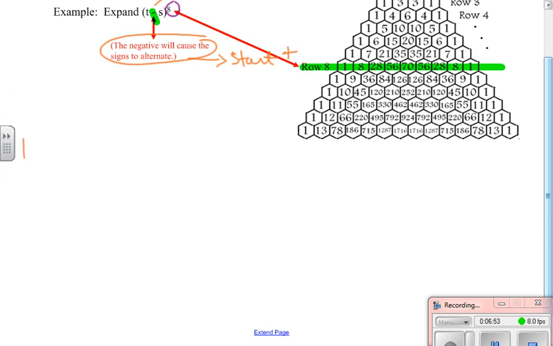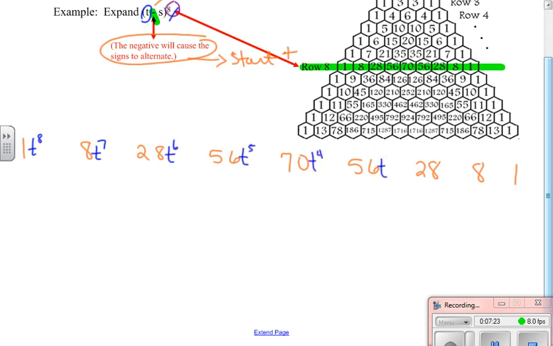So I'm going to go 1, 8, 28, 56, 70, 56, 28, 8, 1. Then my next step says take the first variable and descend it starting with the exponent. T to the 8th, t to the 7th, t to the 6th, t to the 5th, t to the 4th, t to the 3rd, t squared, t to the 1st, t to the 0.